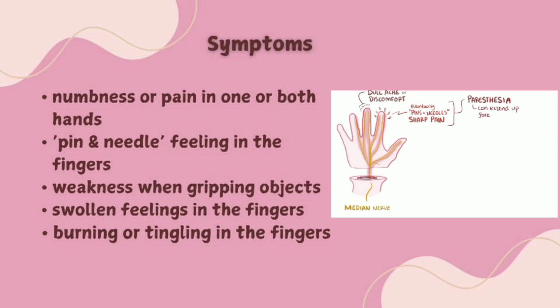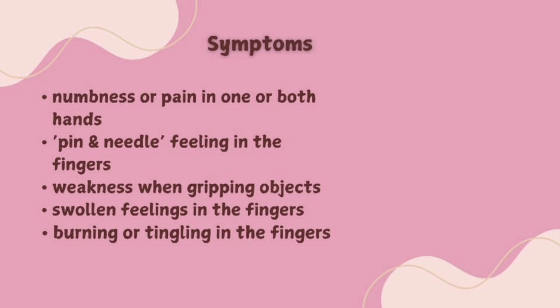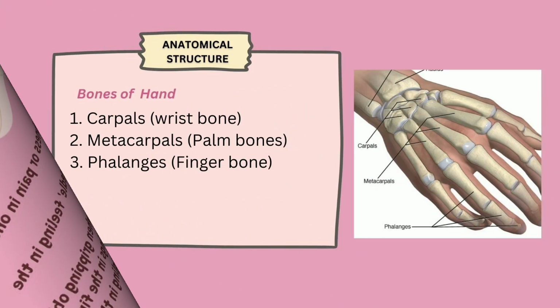People may also experience weakness in the thumb and palm, making it hard to grip objects. Other symptoms include a tight or swollen feeling in the fingers, even without visible swelling, and a burning or tingling sensation, especially in the thumb, index, and middle fingers.